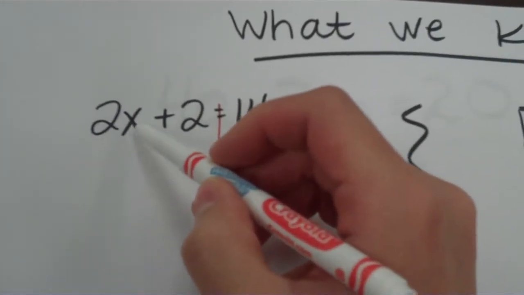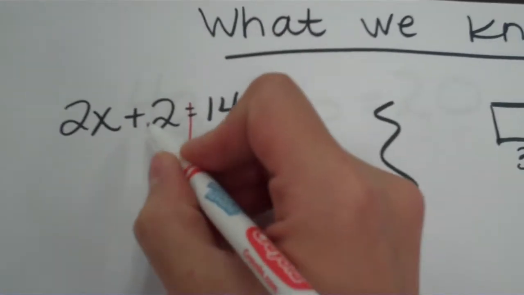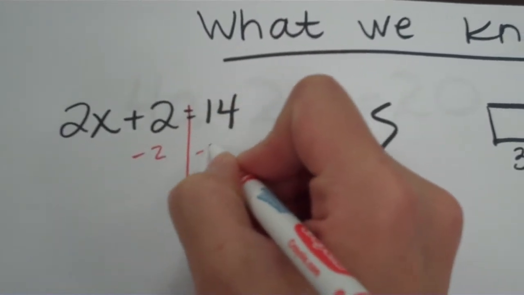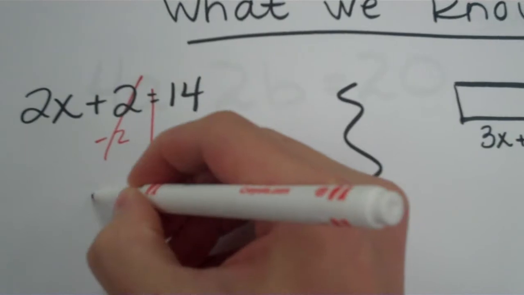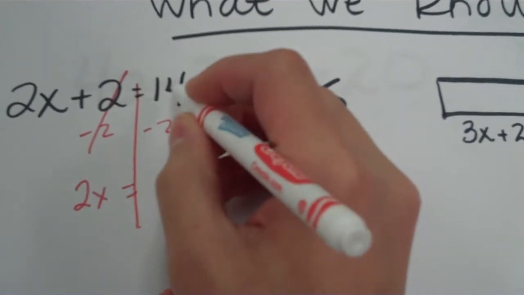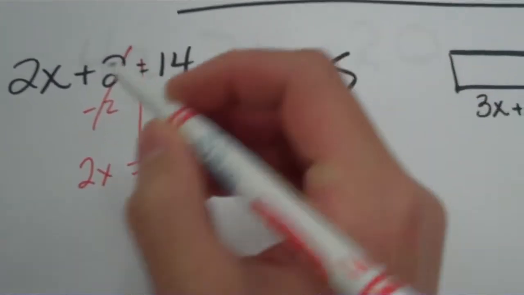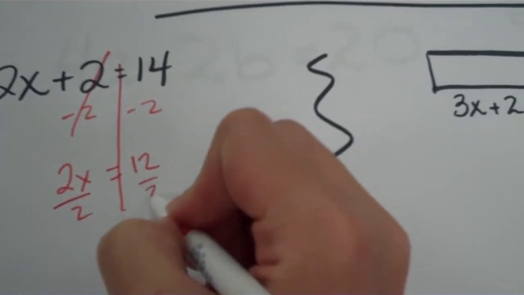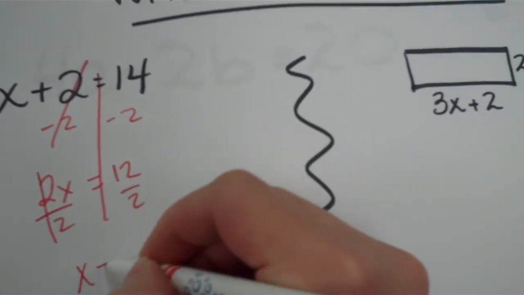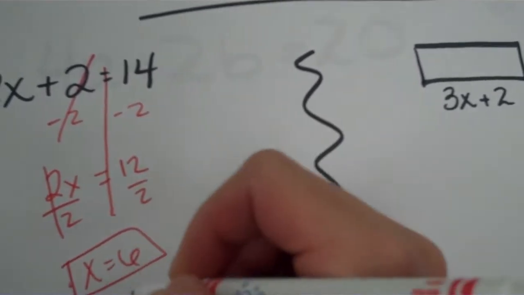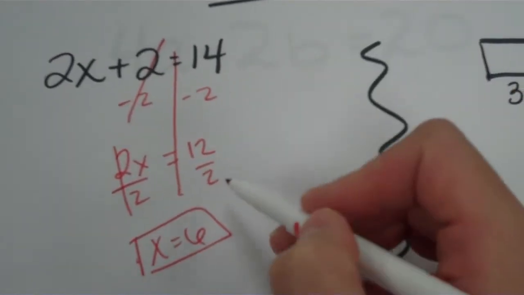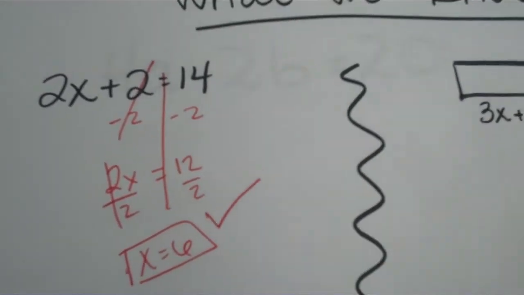X is your x, 2 is your best friend. I take out this guy. The opposite of adding 2 is subtracting 2. This is something that we've been doing forever. 14 minus 2 is 12. And then you divide by 2, correct? So this is something that we already know how to do, and we're going to extend this further today to do something else.